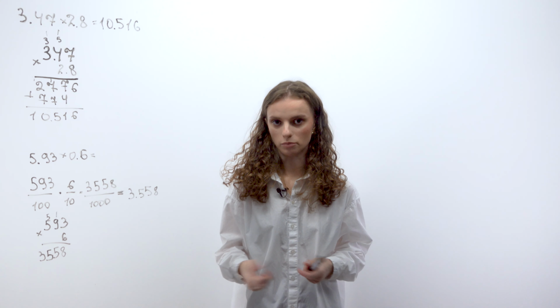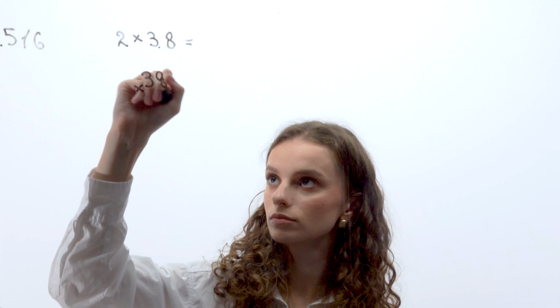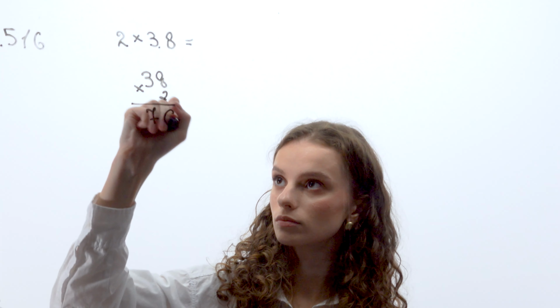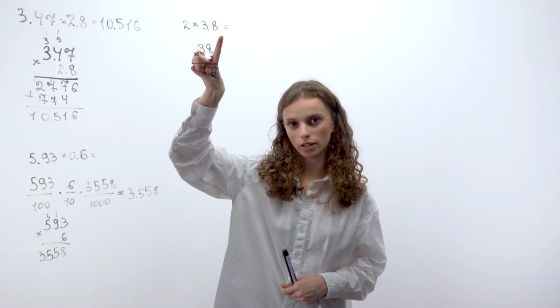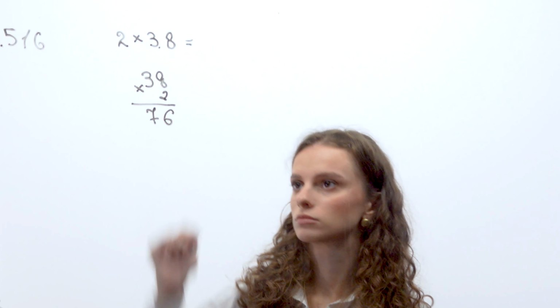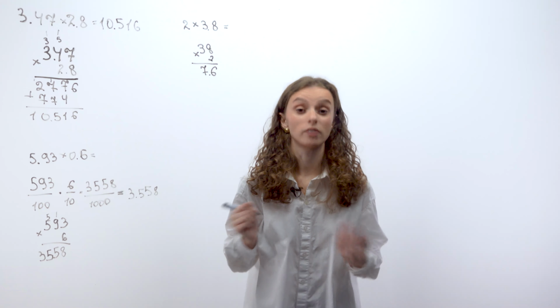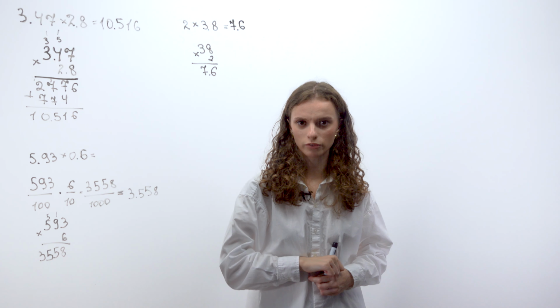Let's try another example. 2 multiplied by 3.8. I'm going to use the standard algorithm. I'm going to get 76 as my answer when I multiply. However, I didn't put the decimal point. I see that there is only 1 digit after the decimal point, so I'm also going to put 1 digit after the decimal point here. And my final answer is 7.6. Starting to feel a little bit more comfortable.